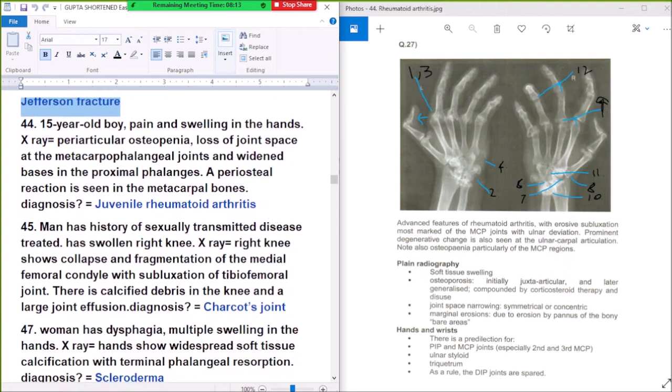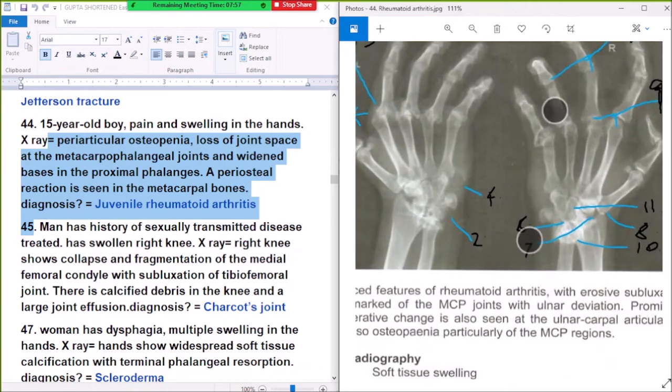Question number 44. A 15-year-old boy with pain and swelling in his hands. X-ray shows periarticular osteopenia, loss of joint space at the metacarpal joints, and widened bases in the proximal appendages. A parachute reaction is seen in the metacarpal bones. Diagnosis: juvenile rheumatoid arthritis.